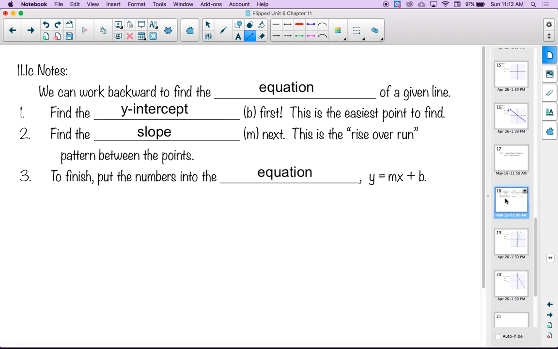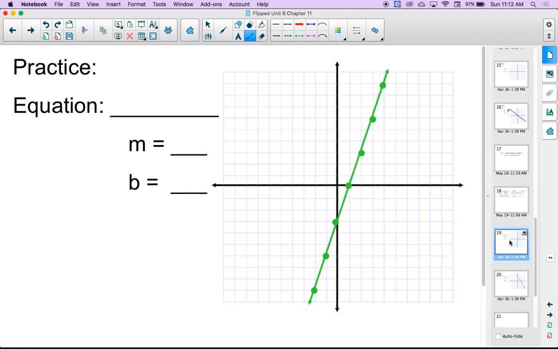So here's the notes. We can work backwards to find the equation of a given line. First, we're going to find the y-intercept. That's the easiest point to find. It's the point where the line crosses the y-axis. Then we're going to find the slope. That's the rise over run pattern. So we're looking for these key things and then writing them back into the equation y equals mx plus b.